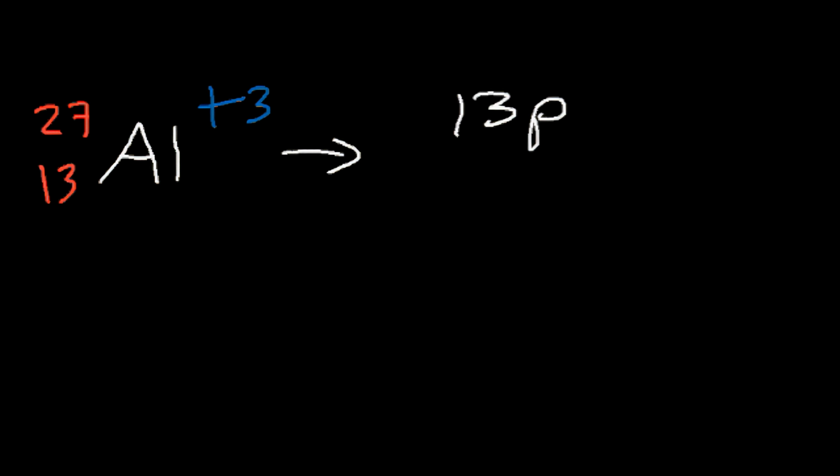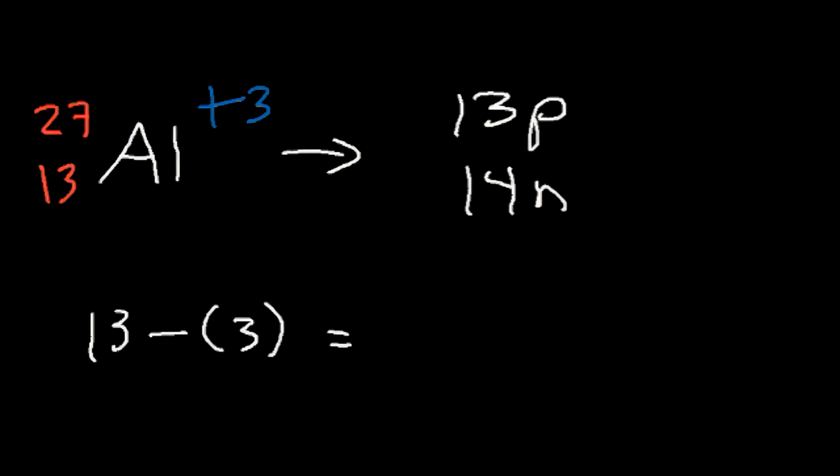Now let's try another example. Aluminum has an atomic number of 13 and a mass number of 27, and we're going to focus on the aluminum plus 3 cation. How many protons, electrons, and neutrons are found in this particular ion? So the atomic number is 13, therefore it contains 13 protons. The difference between the mass number and the atomic number, 27 minus 13, is 14, so it has 14 neutrons. Now the number of electrons in this ion is the atomic number minus the charge. So 13 minus 3 is 10, so it has 10 electrons.